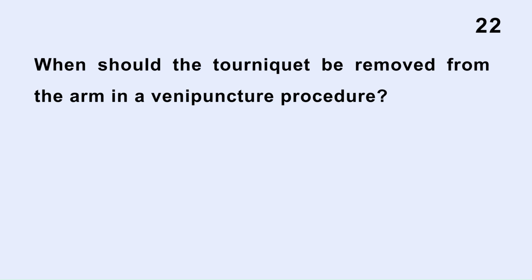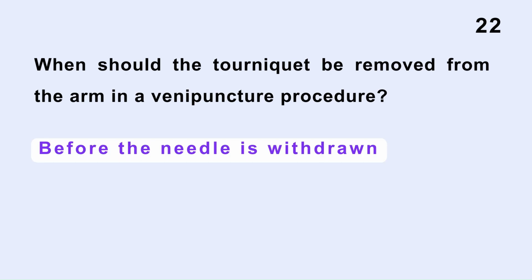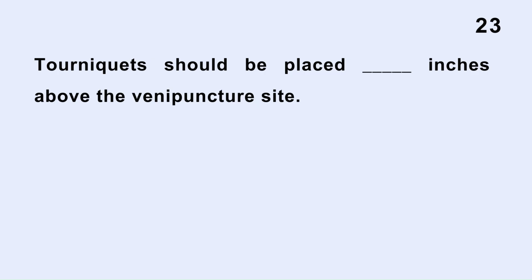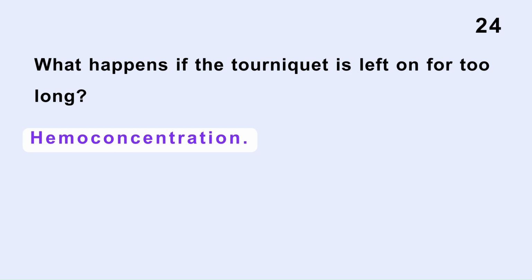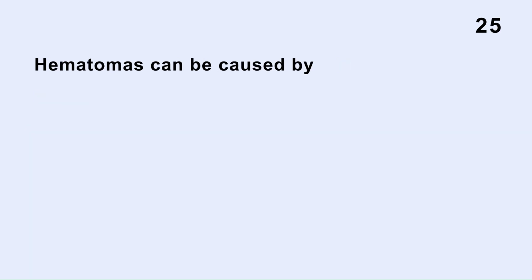Number 22. When should the tourniquet be removed from the arm in a venipuncture procedure? Before the needle is withdrawn. Number 23. Tourniquets should be placed blank inches above the venipuncture site. 3 to 4. Number 24. What happens if the tourniquet is left on for too long? Hemoconcentration.